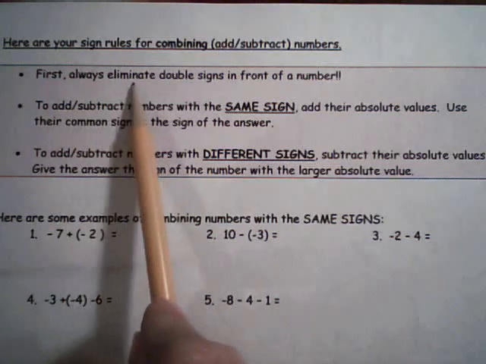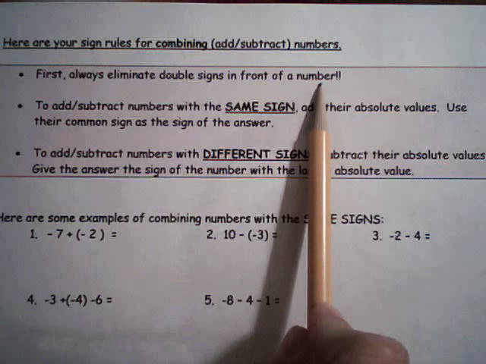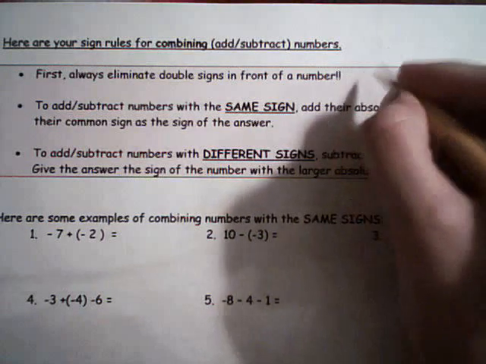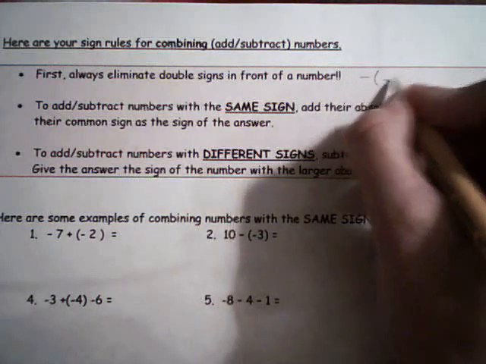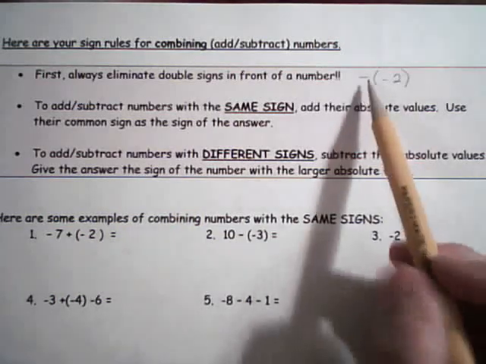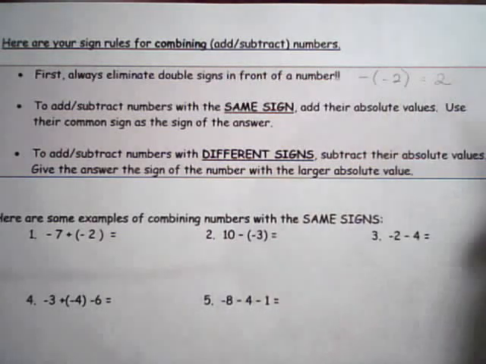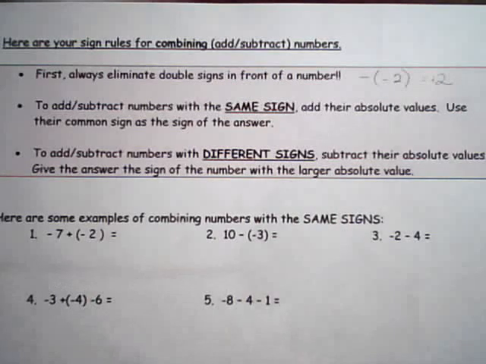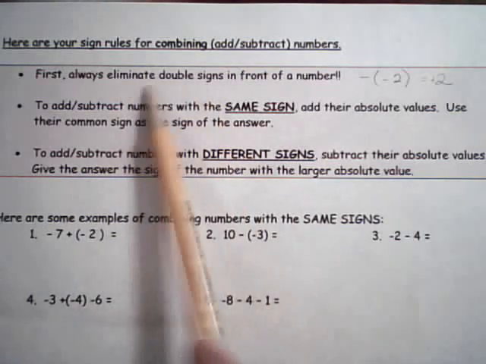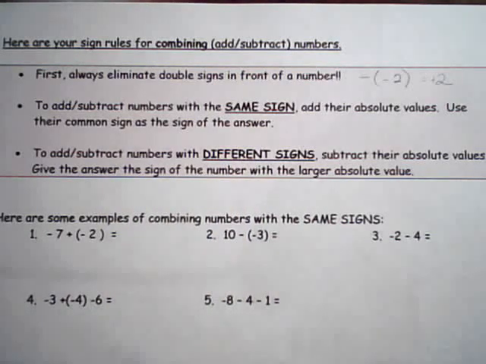First, you want to always eliminate double signs that are in front of a number. This is what's on the second handout that I gave you in class. For example, if I had minus a negative 2, if you're subtracting a negative, this means the opposite of negative 2, which would just be positive 2. So you would change that to a plus 2. If you have double signs, eliminate those so that every number in your problem just has one sign in front of it.